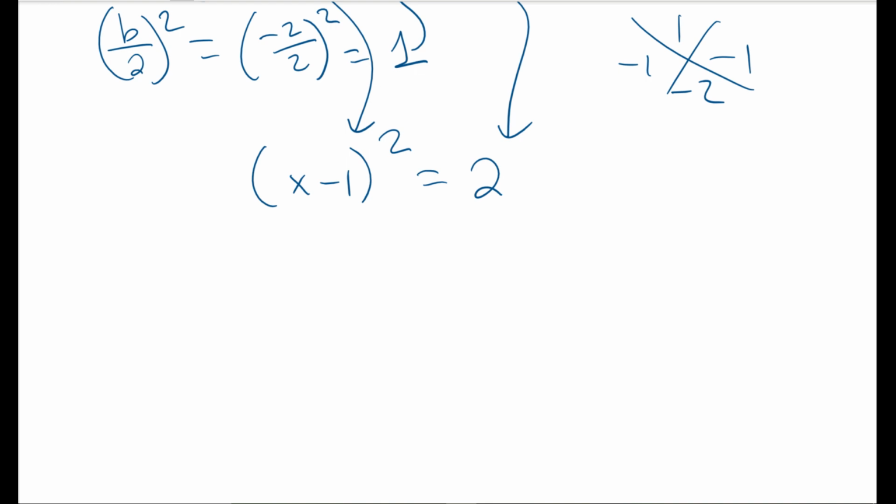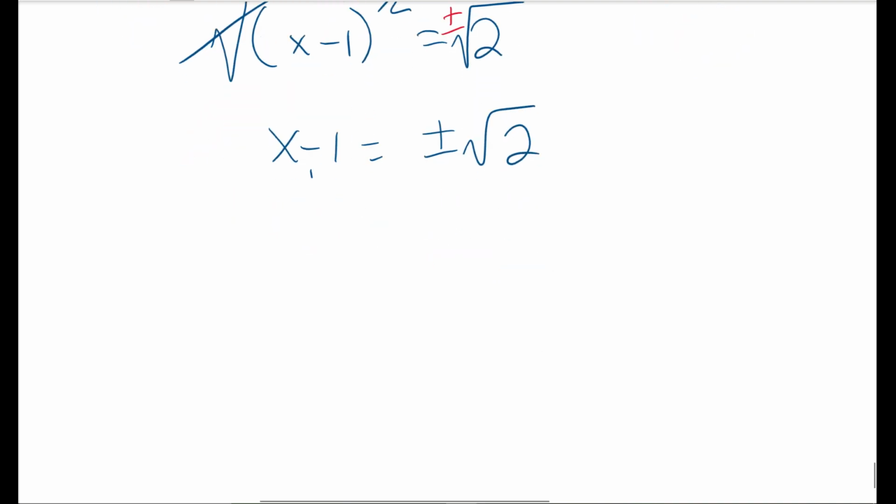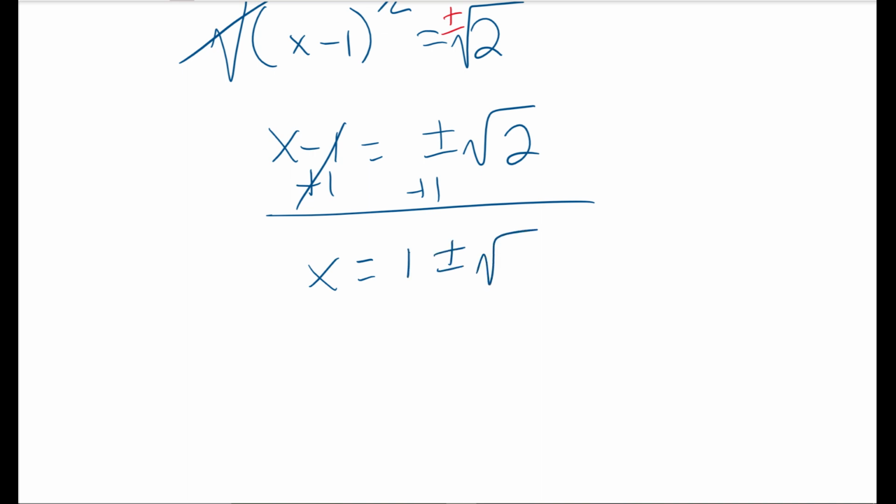Next, we want to get rid of this exponent by taking the square root. The only way to get rid of a square is by square rooting. Make sure that if you take the square root, you include the plus or minus signs. Now these cancel. So next you have x minus 1 equals plus or minus square root of 2. And now you're going to simply add 1 on both sides. So x equals 1 plus or minus square root of 2. So those are your two solutions.